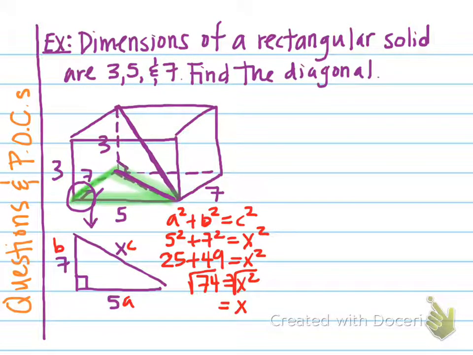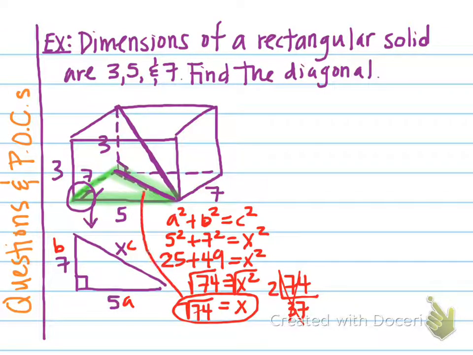The square root of 74, I'd like to see if we can simplify that. So I'm going to go off to the side. 2 will go into 74 37 times, but I believe 37 is prime. So that means the square root of 74 is already simplified. That is the distance of this line right here, which we need for our right triangle.